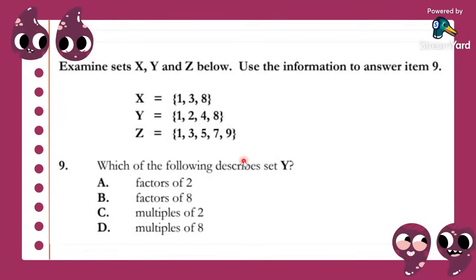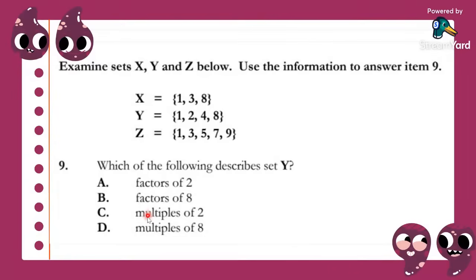This means that they're what? Factors of 2. When you multiply these numbers, you'll get 2. Of course not. So A cannot be your answer. Factors of 8. If you multiply any of these numbers, you'll get 8 without leaving remainder. I believe so. 1 times 8 equals 8. 2 times 4 equals 8.